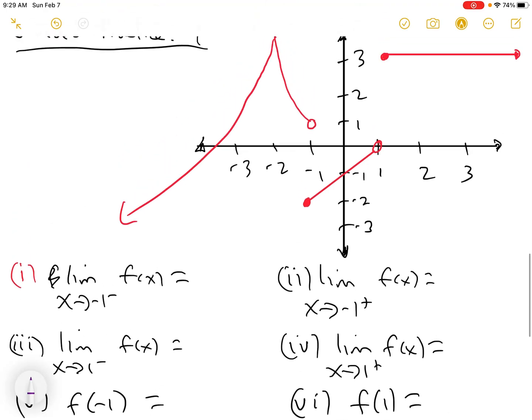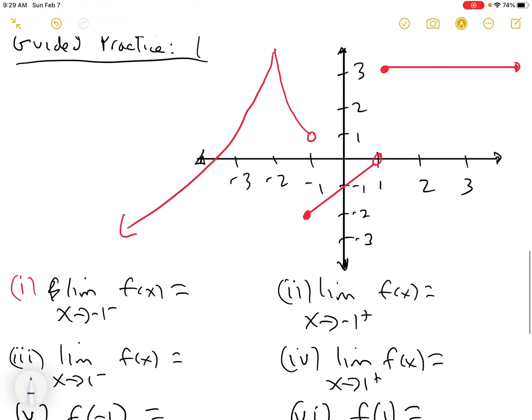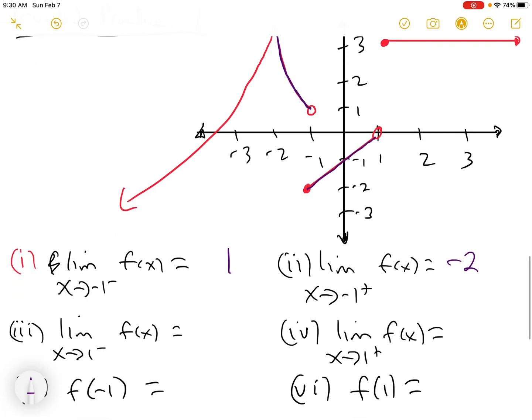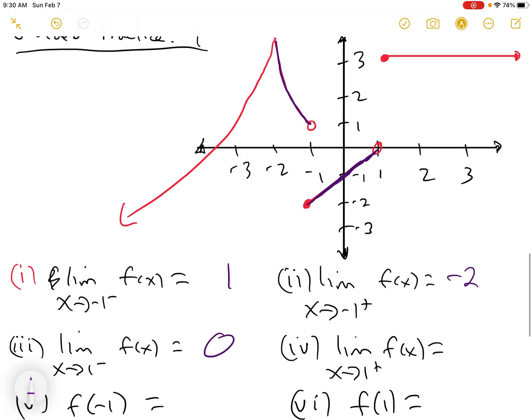Okay, so let's do this. As x approaches -1 from the left, we're on this function, and f of x goes to 1. And as x approaches -1 from the right, we're on this leg, and f of x is -2. As x approaches 1 from the left, we're also on this leg where we're going the other direction because we're going left to right. That's 0. And then as x approaches 1 from the right, we're on this guy, and that limiting value was 3.